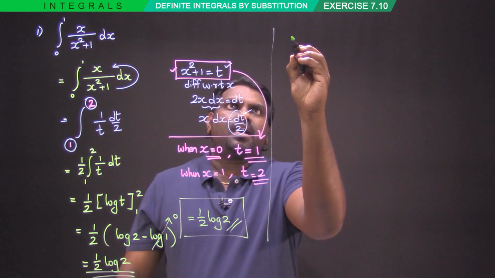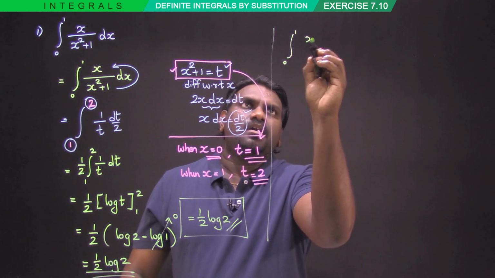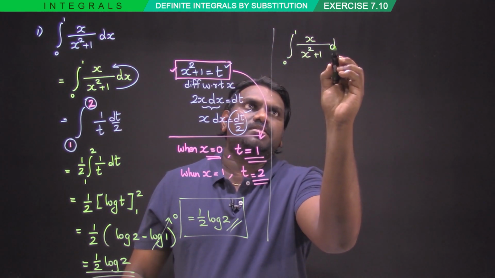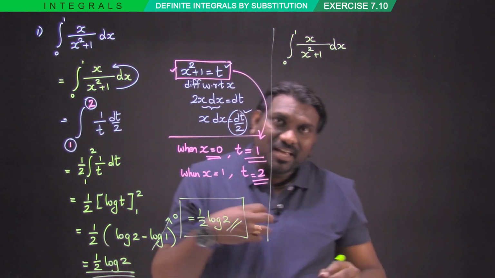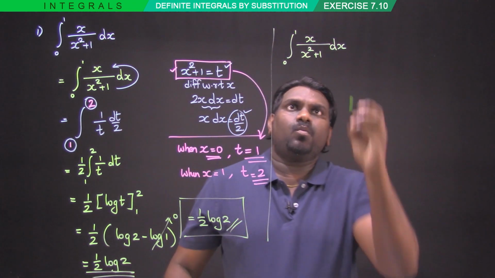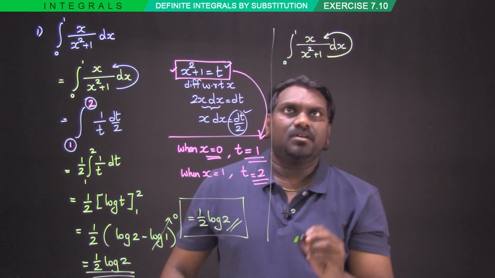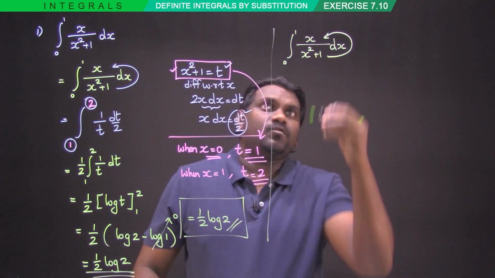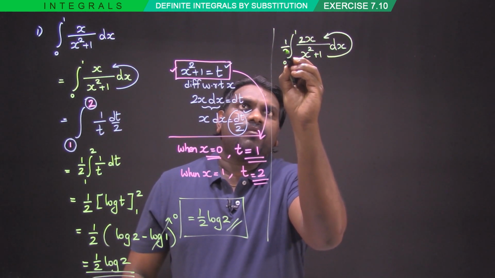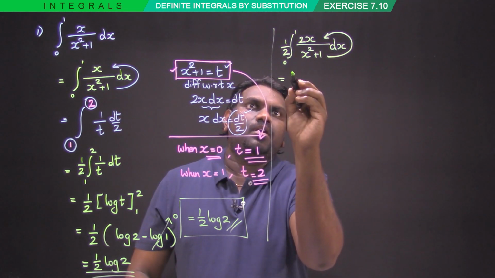Okay, now I'm gonna write the question again. 0 to 1 x by x square plus 1 dx. Now when I get a question like this, for the exam, I would see whether my derivative is there in the numerator. If it is so, it's good. If not, I can adjust it by putting a 2 here and dropping a 1 by 2 here, right? Now you have it. So now what can I write?